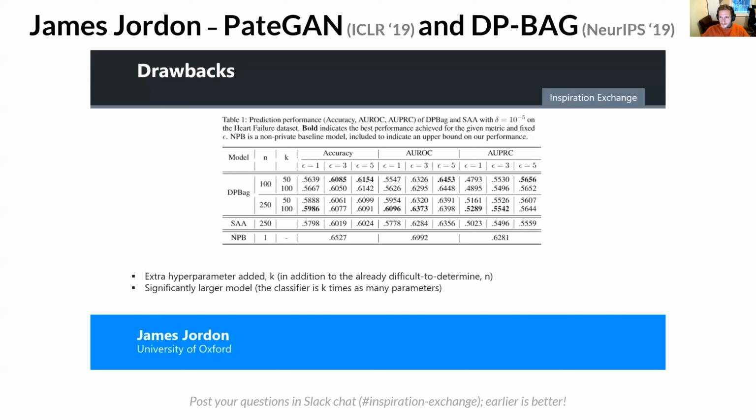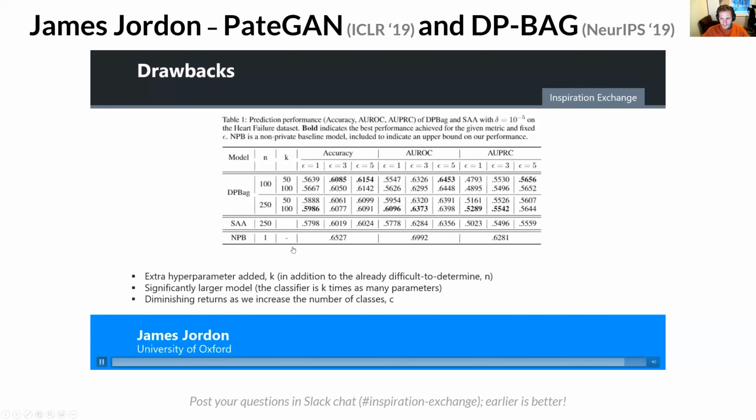The final drawback is that as we increase the number of classes C, m increases, as it is bounded below by 1 minus 1 over C. This means that the privacy cost advantages of DP-bag may become outweighed by the increased model size for problems with many possible class labels. That said, in the binary classification setting, we demonstrate clear improvements over subsample and aggregate.